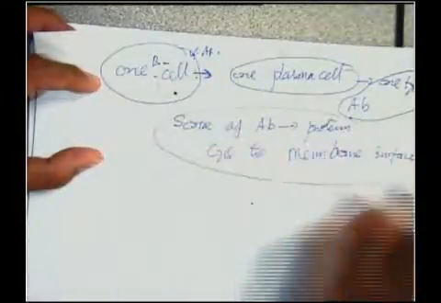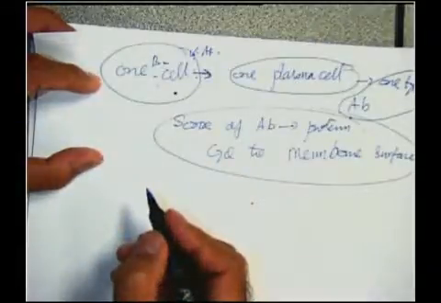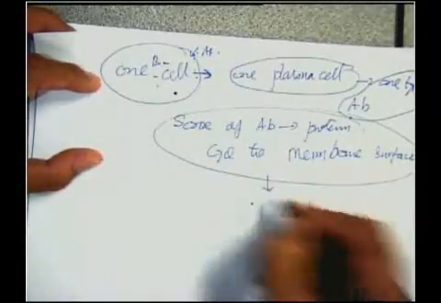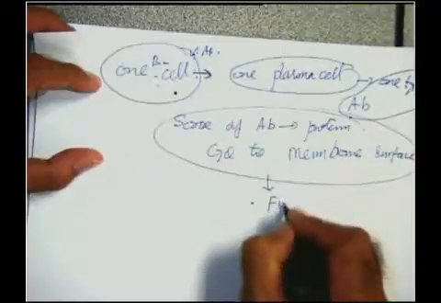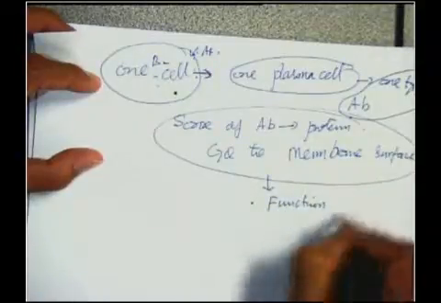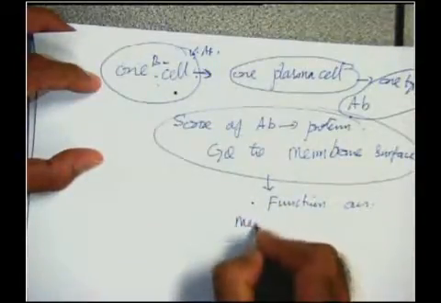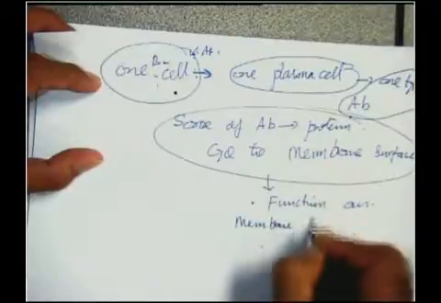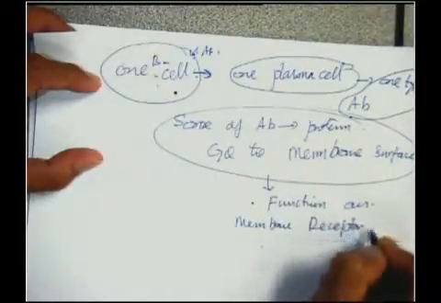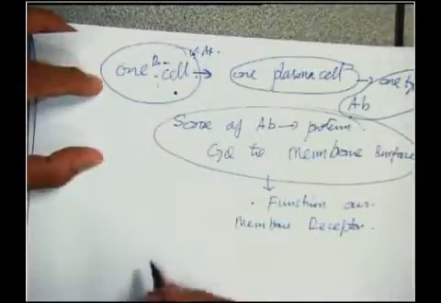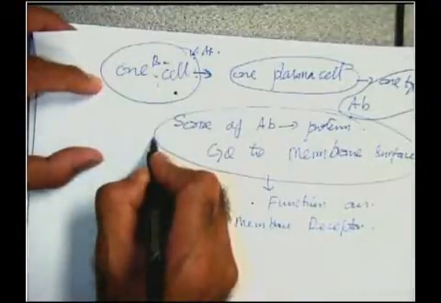Some of the antibody protein goes to the membrane surface, and here it functions as a membrane receptor. And then this is one part.